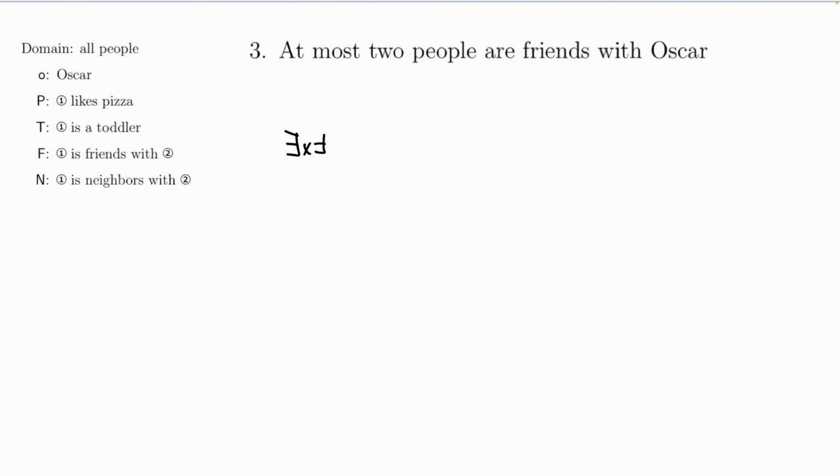There is an X, there is a Y, there is a Z, such that X is friends with Oscar, and Y is friends with Oscar, and Z is friends with Oscar, and these individuals are all distinct from each other.